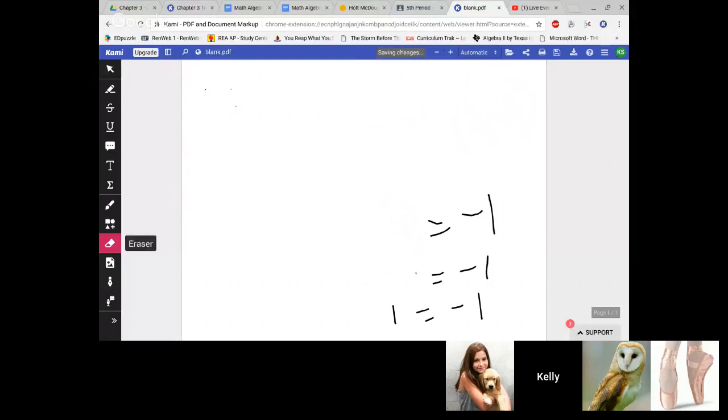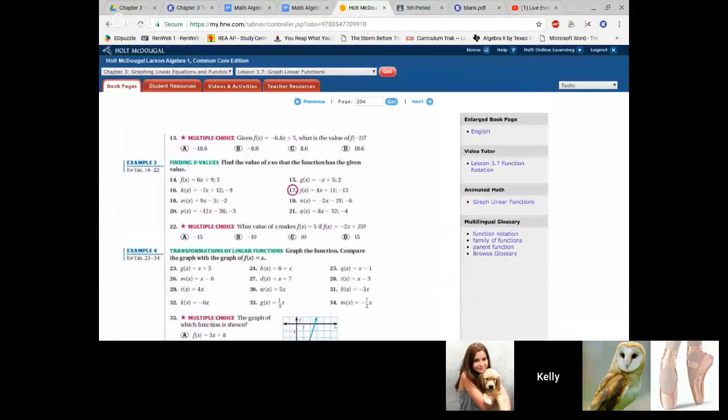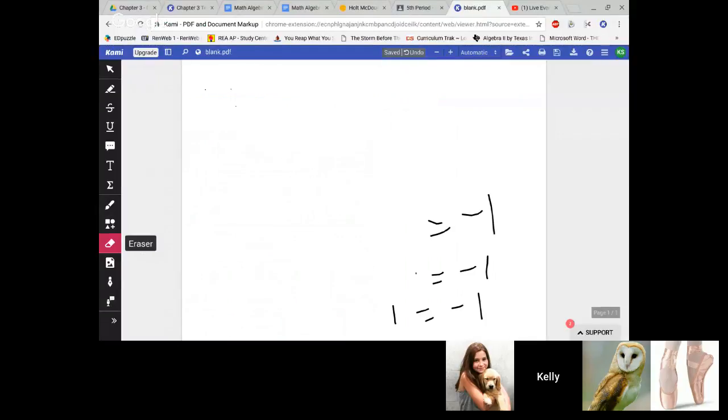I wanted to make a distinction. See where it says find the value, for the directions for numbers 14 through 22. It also corresponds to example 2 in your textbook. But where it says find the value of x so that the function has the given value, those are the ones where you're plugging in the answer to the f of x. I want to make sure that y'all know the difference.